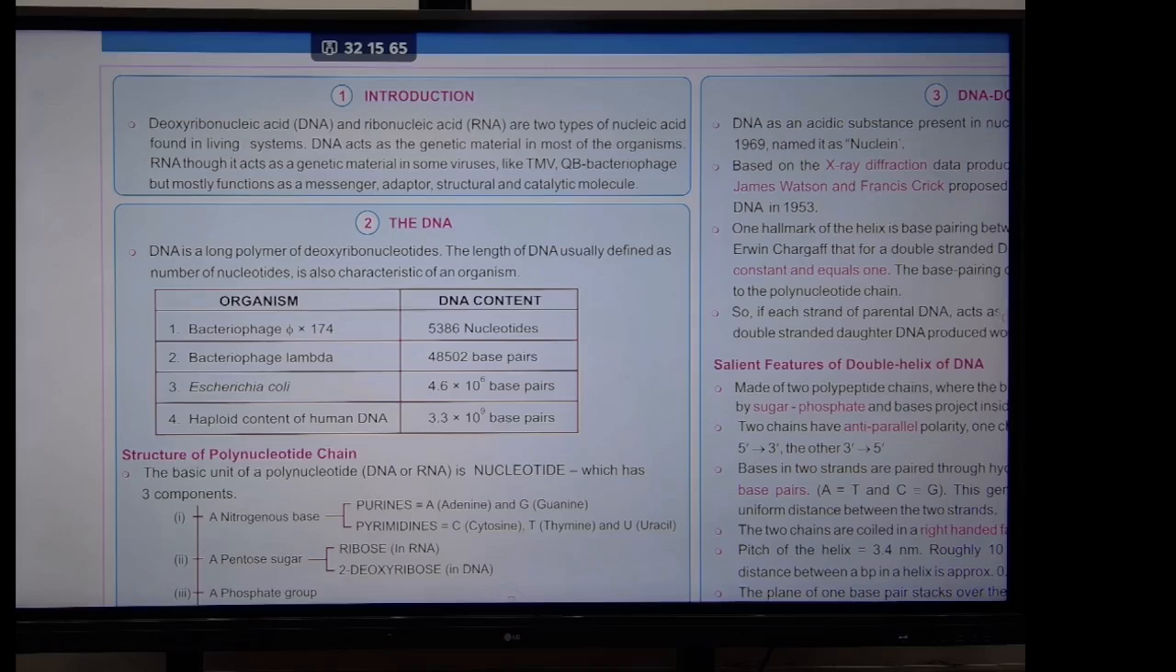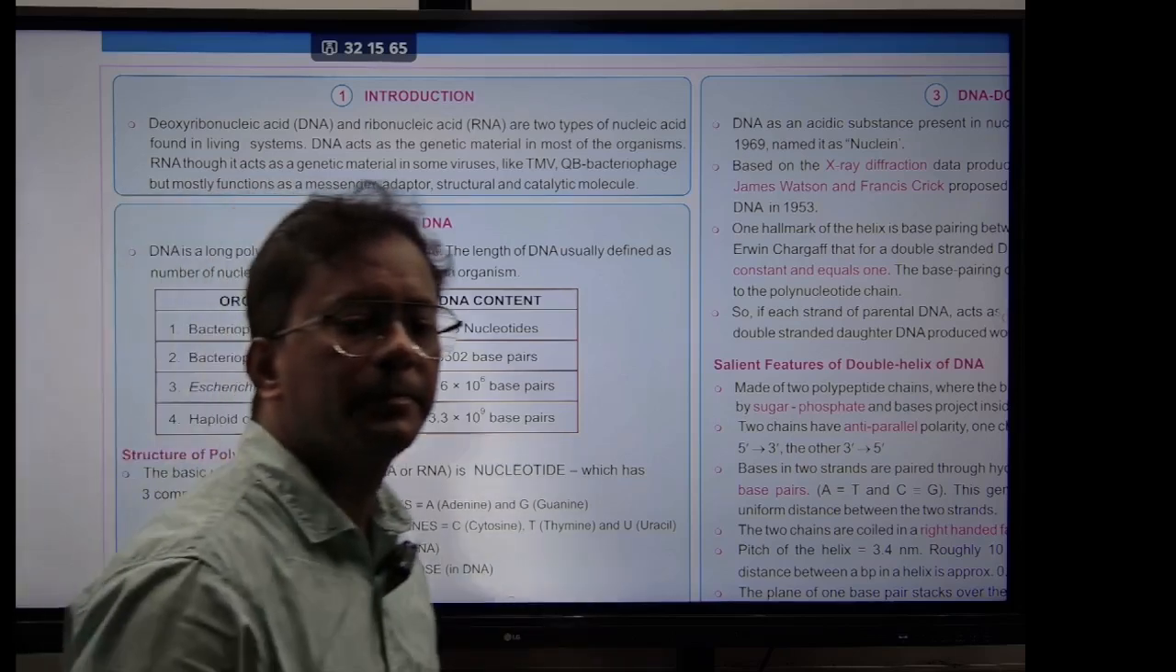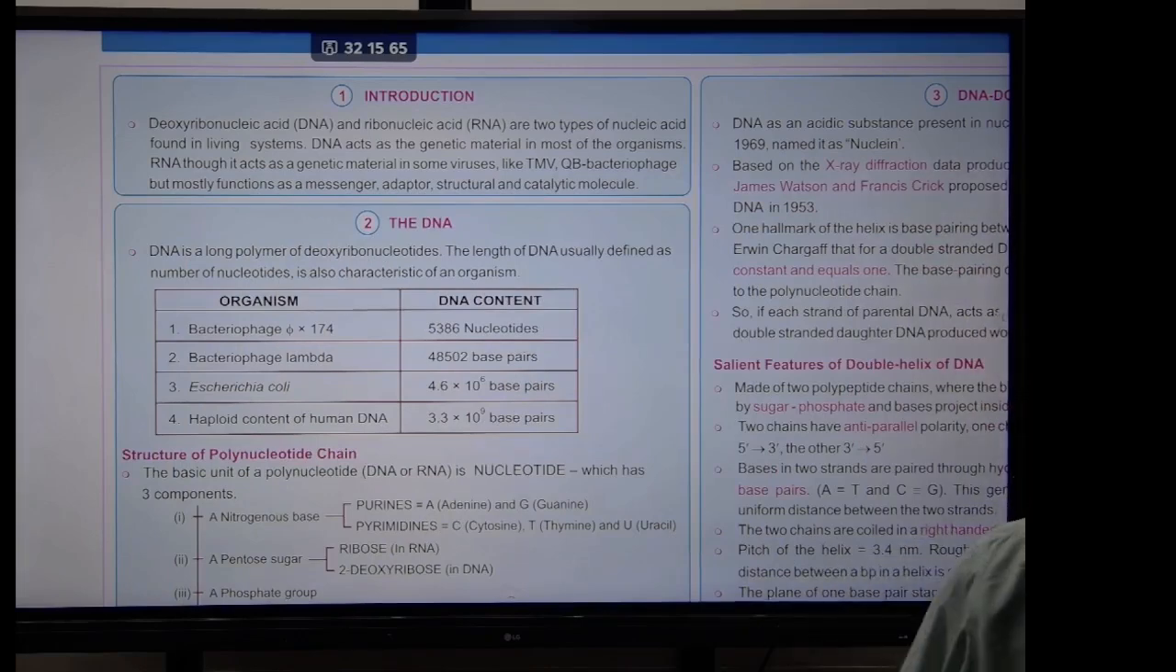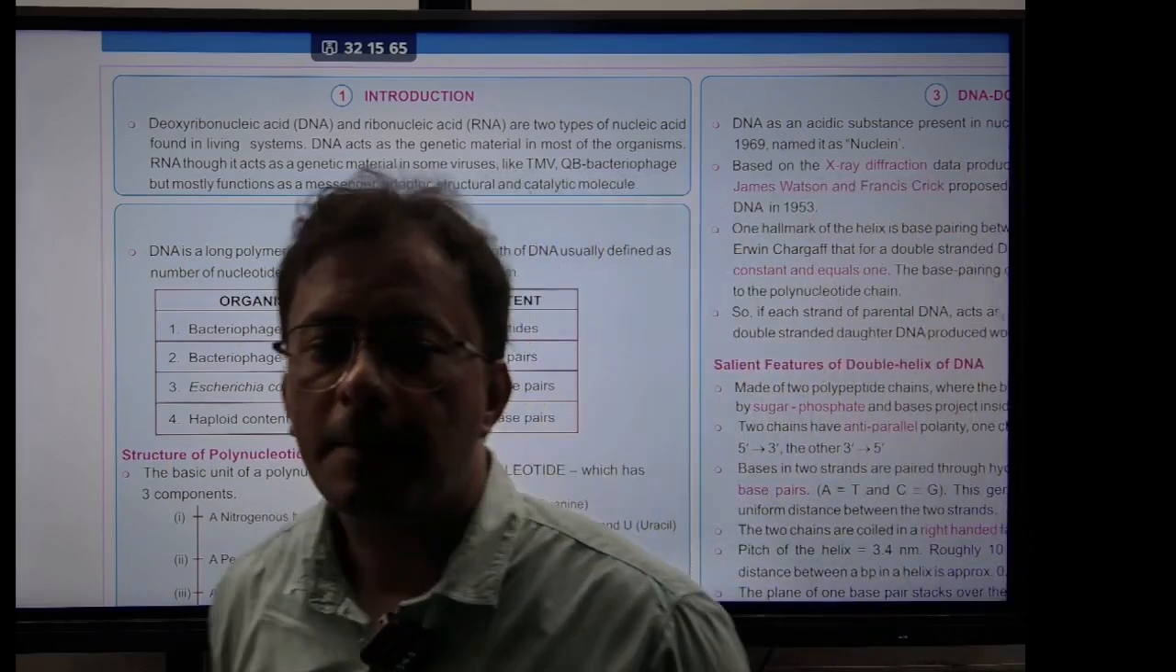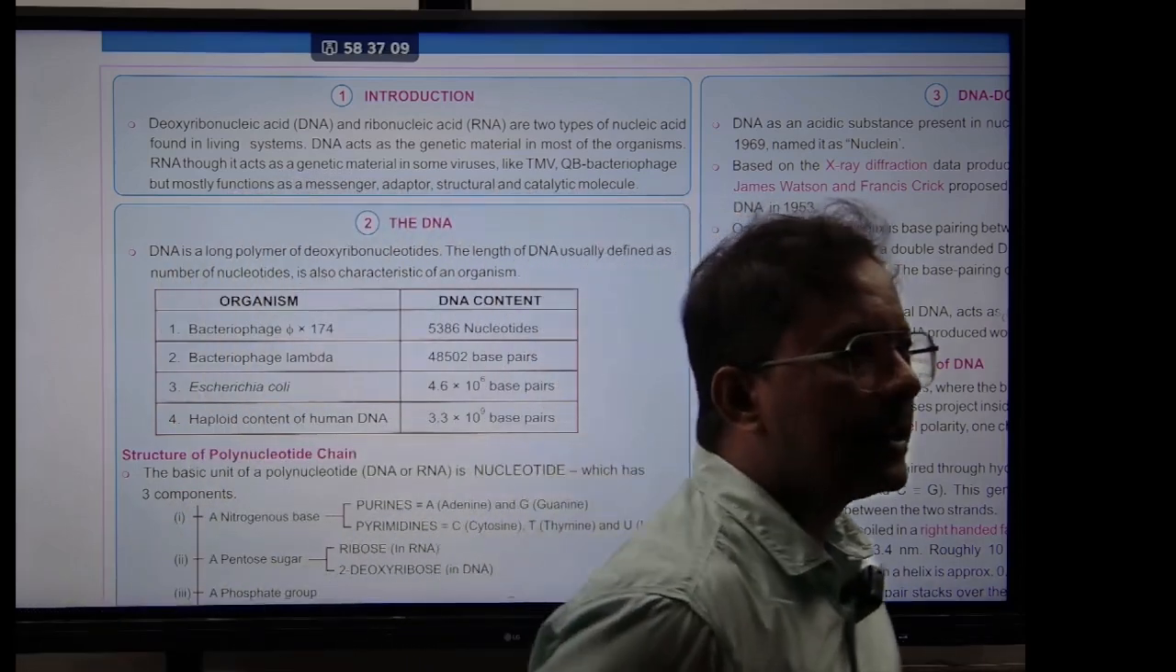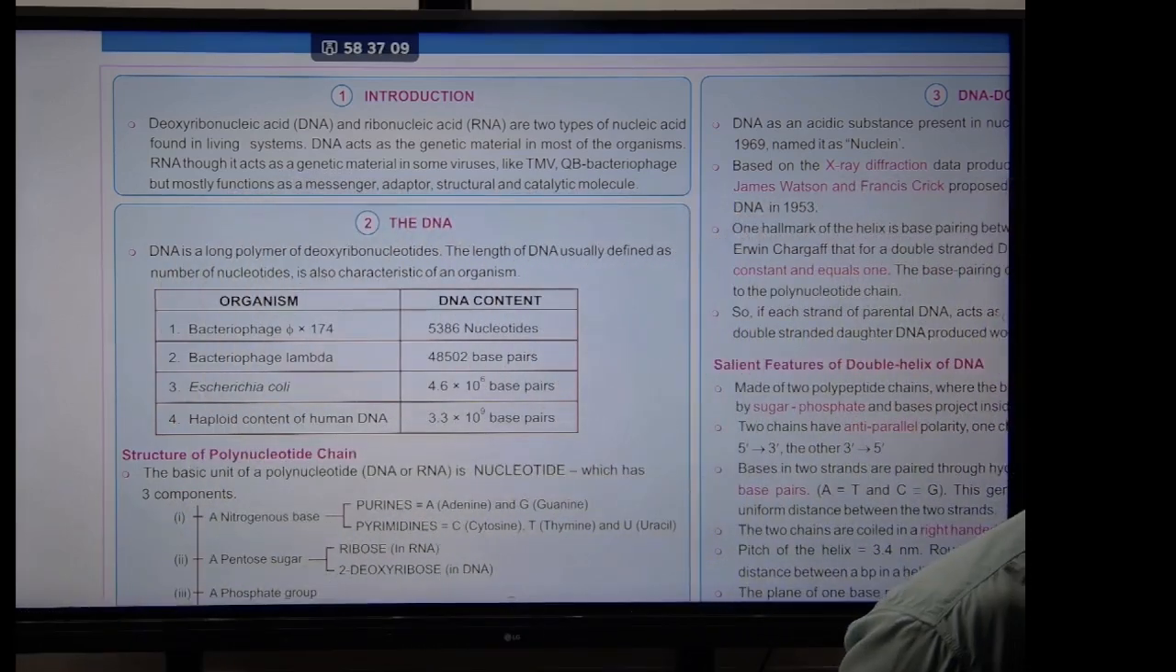What do we learn in this chapter specifically? What is this chapter about? How do you think living organisms control all the functions? You know that one is called the nervous system, the second one is the endocrine system. That is in the higher organisms.